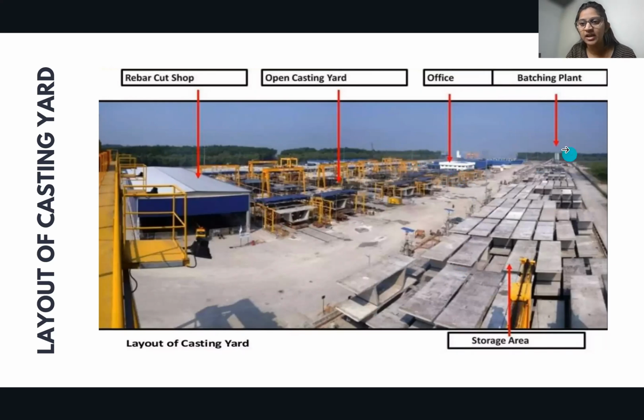And then we have the batching plant. The batching plant is definitely put in one corner of the site, because a lot of the concrete that has been manufactured has to be transported here and there. So we can't really fix it in the center. That is why it should be controlled from one corner of the site.